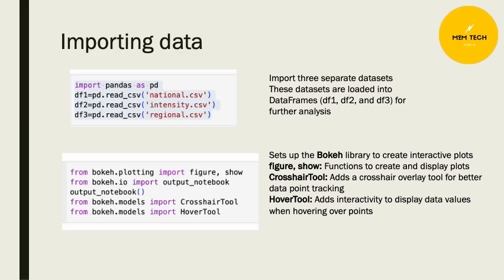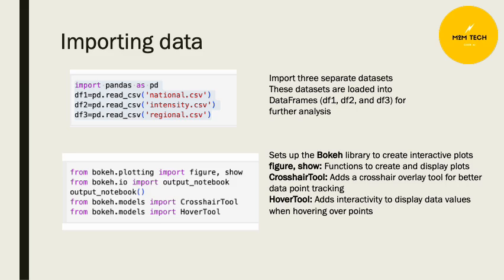I imported three key data sets. The first one includes national greenhouse gas emissions in Canada from 1990 to 2023. The second one covers emissions per person and per unit of GDP, allowing for deeper analysis. And the third data set shows regional emissions across provinces and territories. Each of these data sets was loaded into separate data frames, DF1, 2, and 3.